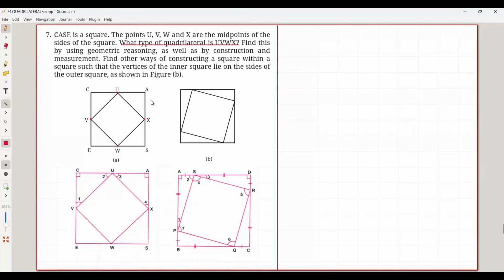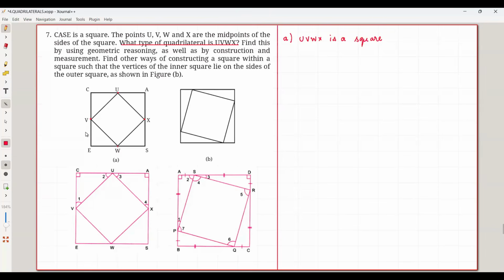Okay, so we have to give the proof. So answer for A1: UVWX is a square. Square means all the sides are equal and all the angles are equal to 90°. So to prove that this is a square, we have to show that all the sides are equal and one of the angles is 90°. If you prove one angle is 90 degree, automatically all the other angles will be 90 degree.